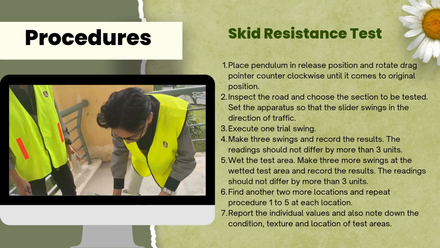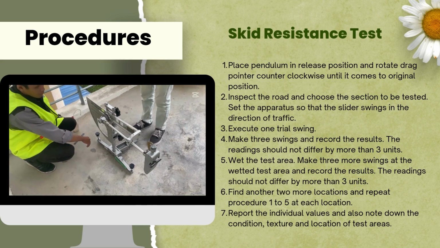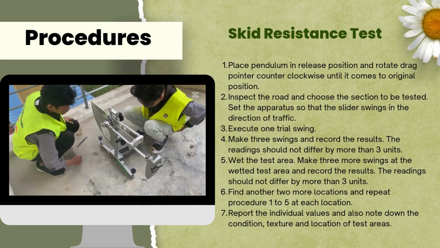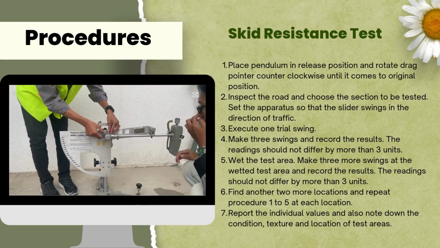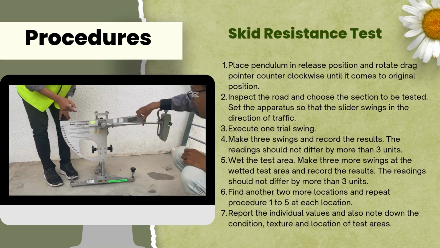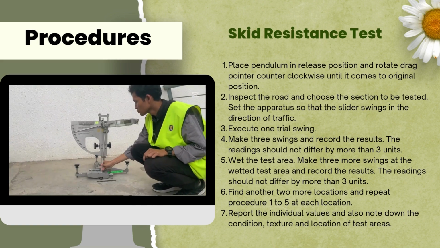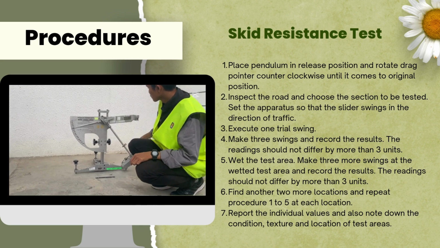First, place the pendulum in release position and rotate the drag pointer counterclockwise until it comes to its original position. Second, inspect the road and choose the section to be tested. Set the apparatus so that the slider swings in the direction of traffic. Third, execute one trial swing. Next, make 3 swings and record the result. The readings should not differ by more than 3 units.